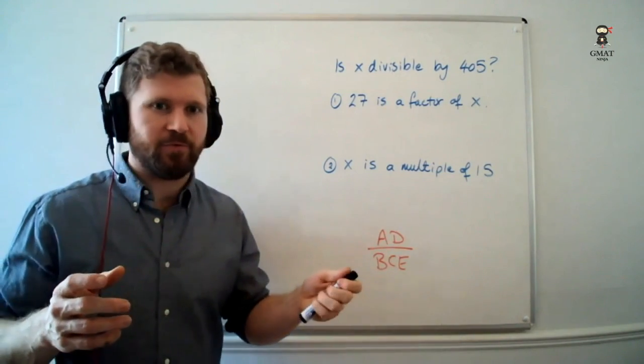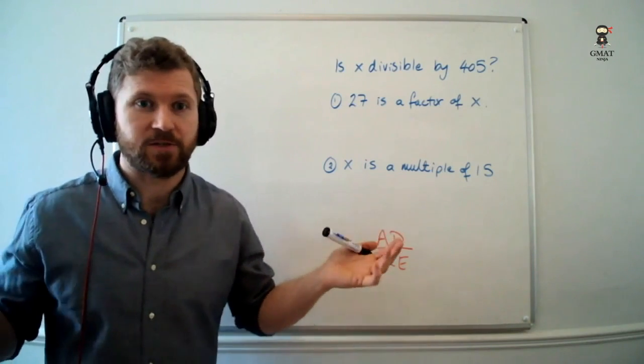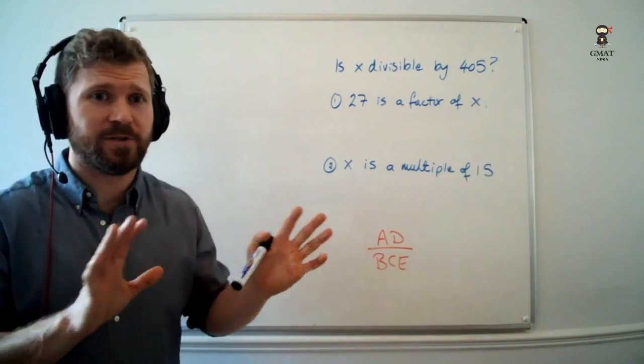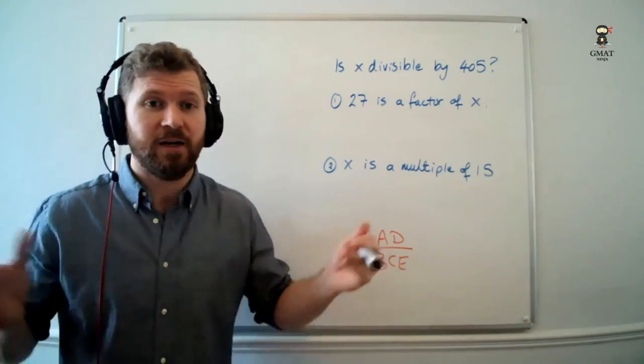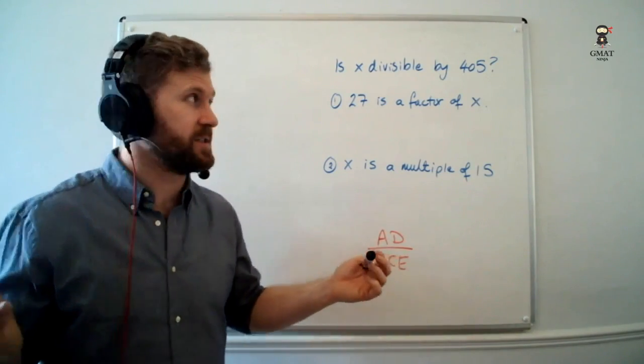Now, quick caveat before we jump into this one. The numbers here are probably a little bit bigger than you might see on the GMAT. So if you're struggling a little bit with the multiplication, that's okay. The ones on the real exam will probably be a bit nicer. But if you can get through this, great, you know you're really set up for the exam.